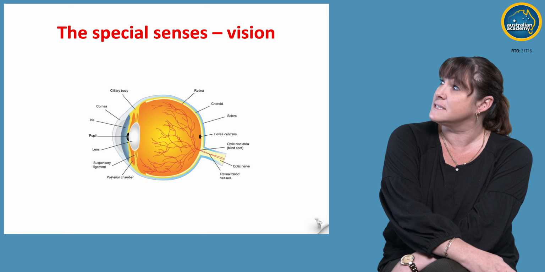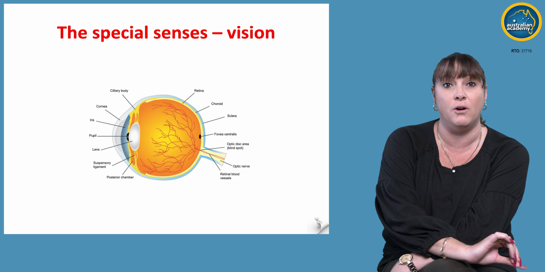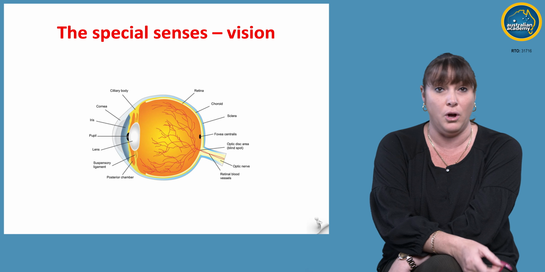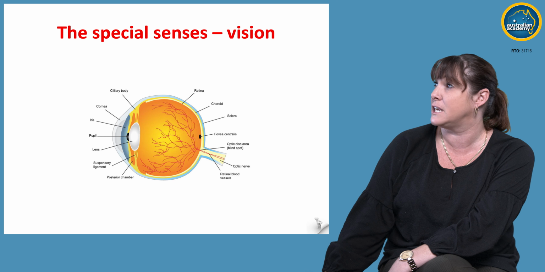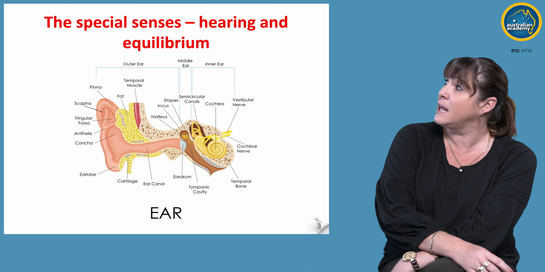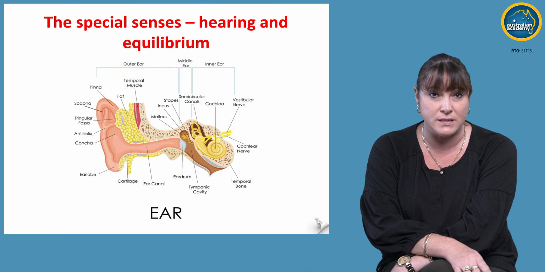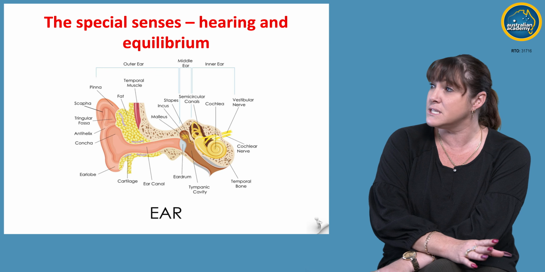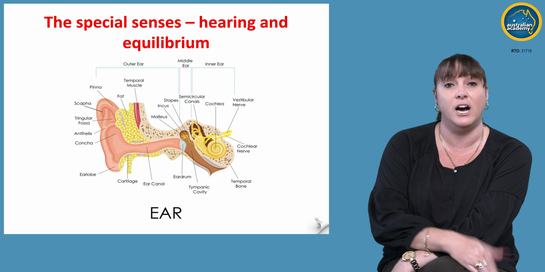The special senses being our vision, we're going just to touch slightly on how our vision actually works and how you can maintain your client's vision and good eye hygiene. Our hearing and equilibrium. So this is, again, we're only going to touch slightly on this throughout the unit, just to let you know how you can maintain your client's hearing and the hygiene of the ear.